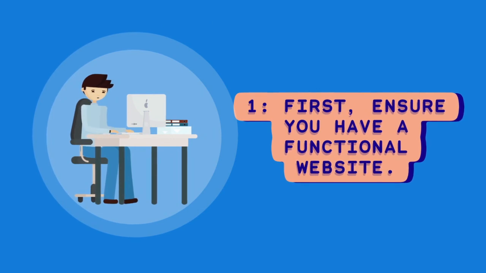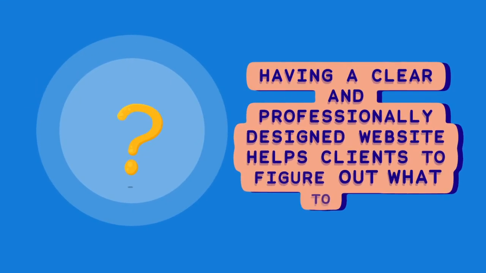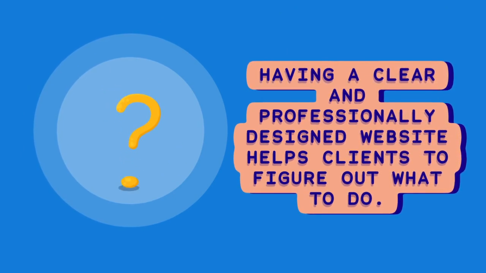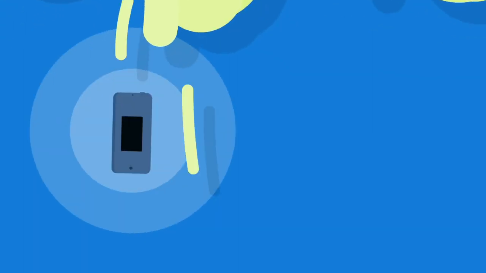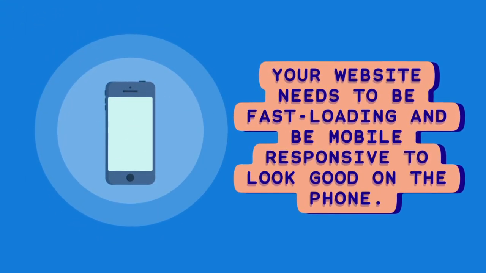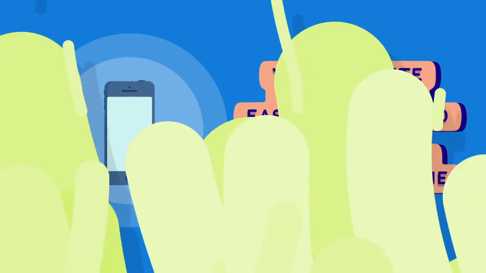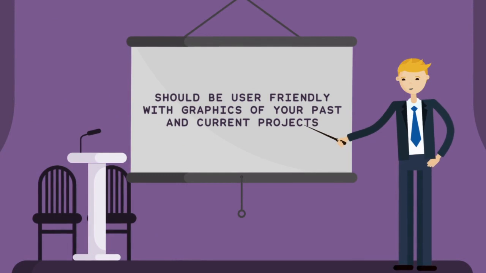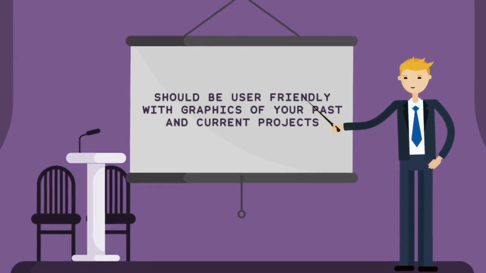First, ensure you have a functional website. Having a clear and professionally designed website helps clients to figure out what to do. Your website needs to be fast loading and be mobile responsive to look good on the phone. It should be user-friendly with graphics of both your past and current projects.